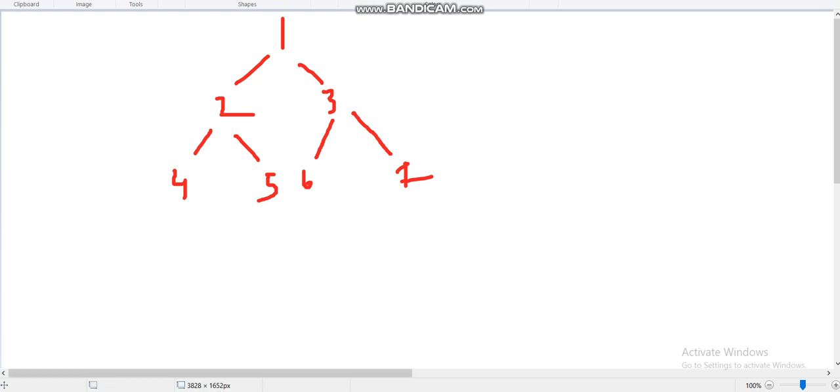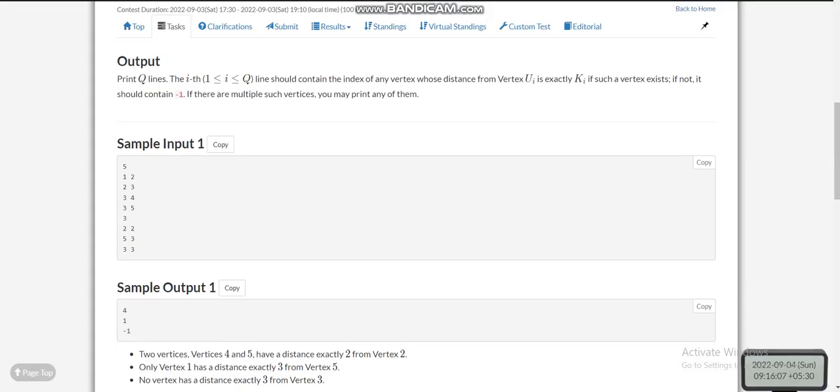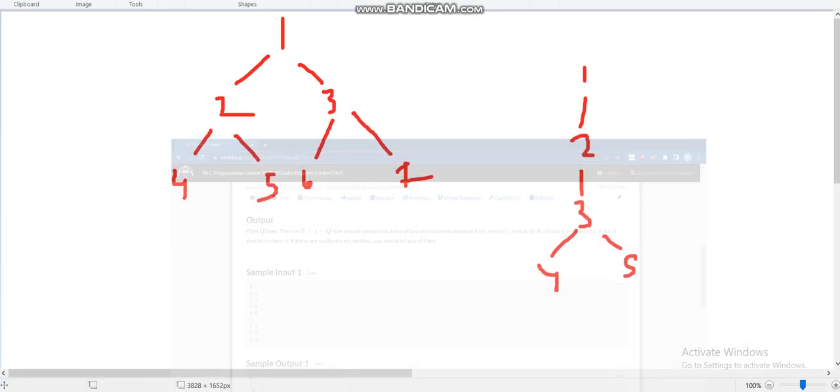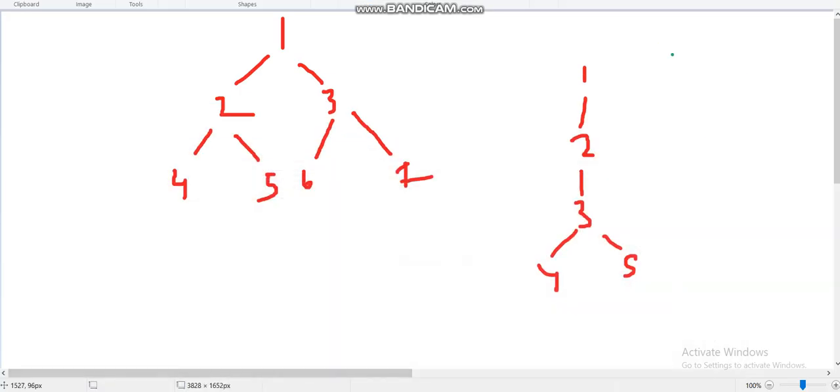So let's take the example here. The edges are 1 2, 2 3, 3 4, 3 5. So let's draw the graph now: 1 2, 2 3, 3 4 and 3 5. And what are the queries given to us? The first query is 2 2, 2 5, 3 3. So let's write the queries now: 2 2, 5 3 and 3 3.